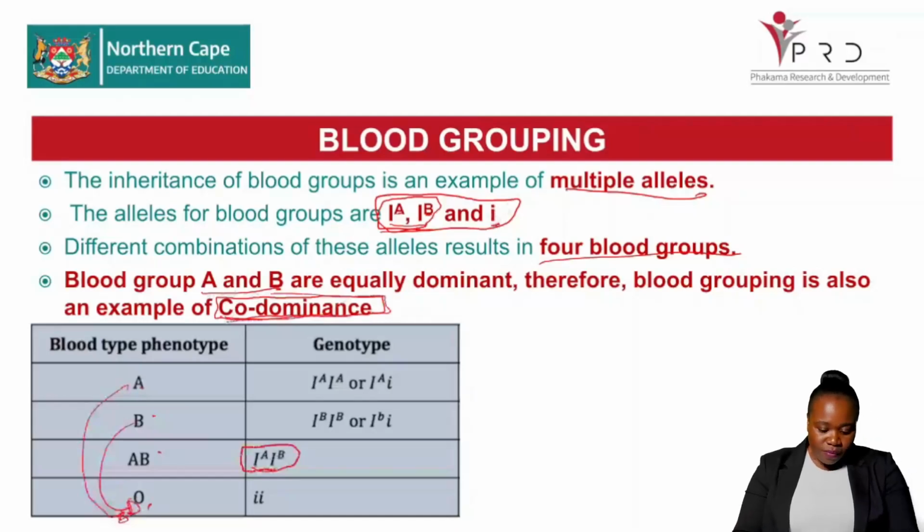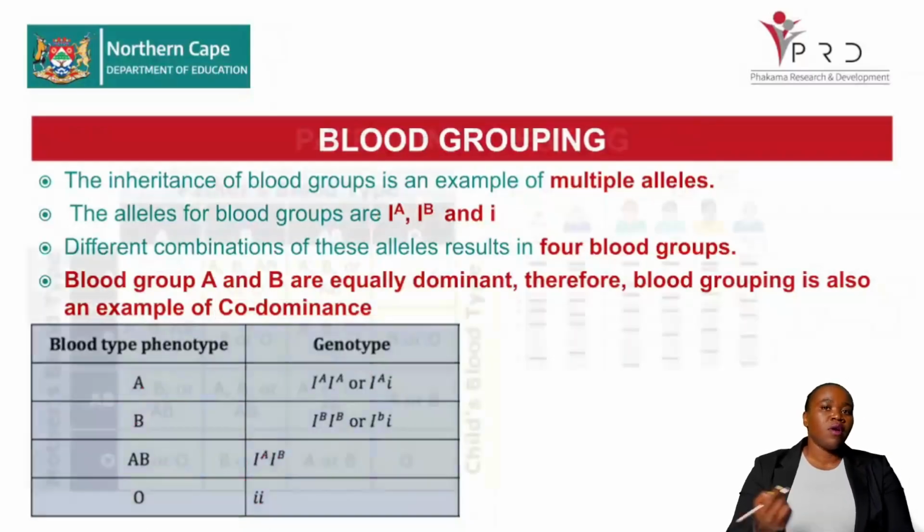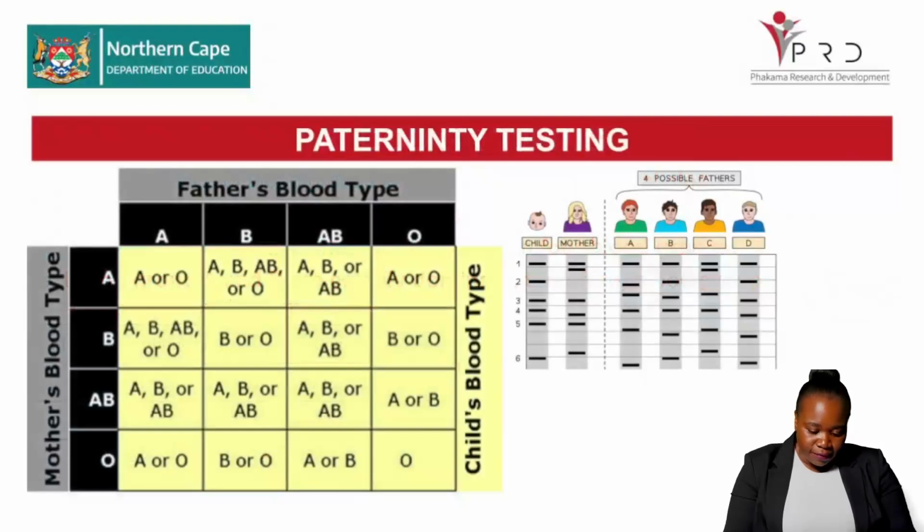Blood group A can be represented by 2 genotypes, IAIA, which is homozygous, or IAi, which is heterozygous. This gives us blood group A because i is recessive. Same applies with blood group B. But with blood group AB, both of them are going to appear. Because i is recessive, for a person to be blood group O, they need to have a genotype of the homozygous recessive.